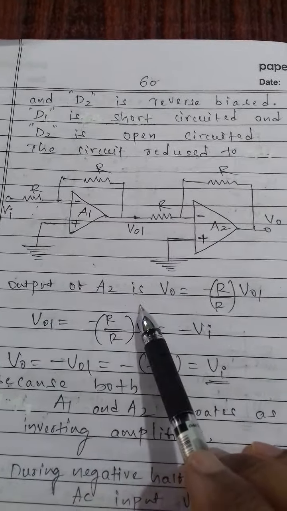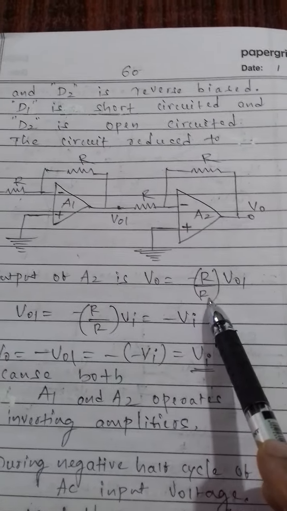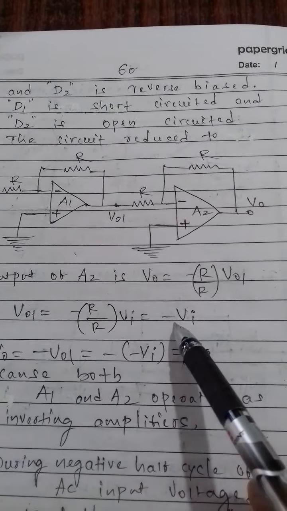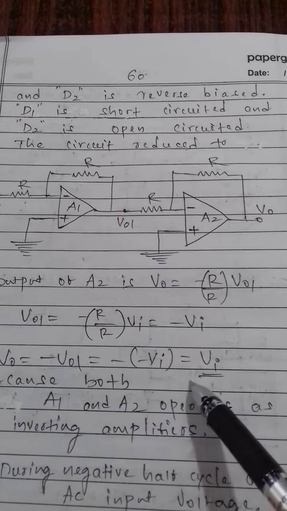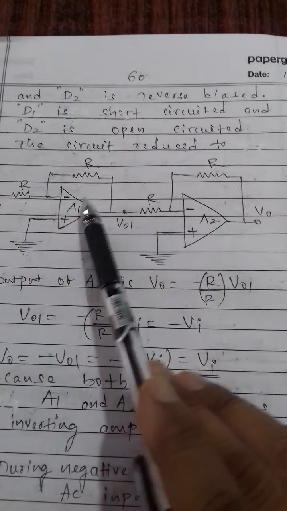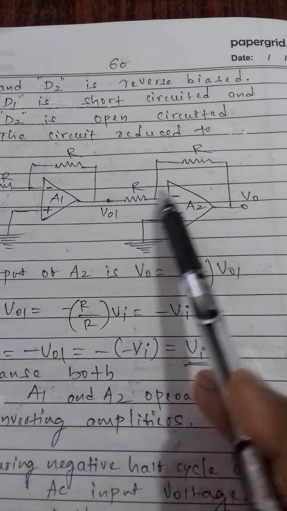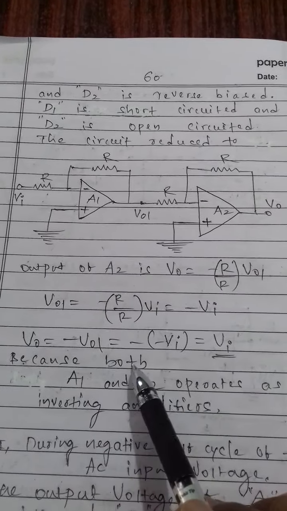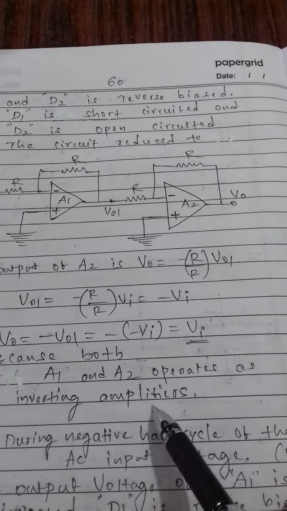That is, the output of A2 is equal to minus R upon R of VO1, so that VO1 is equal to minus R upon R VI. So the output voltage VO is equal to minus VO1, which is equal to VI, because from here to here it is an inverting amplifier, and from here to here it is also an inverting amplifier. A1 and A2 both operate as inverting amplifiers.